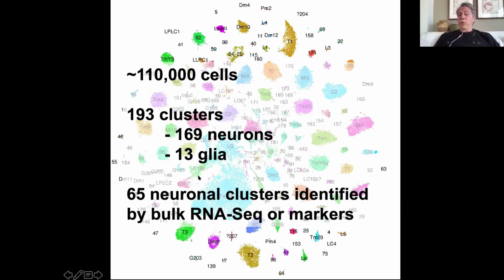And of course, because we have the bulk sequencing of many of those neurons, and because we have done a lot of work on some of those neurons, we could identify about 65 of those clusters and put a name on them to identify what they are, which means we know who they are. Because the problem with single-cell sequencing is that you get the transcriptome of a neuron, but you don't really know what this neuron is unless you have some markers that allow you to identify it.